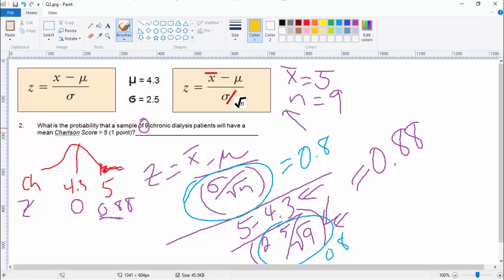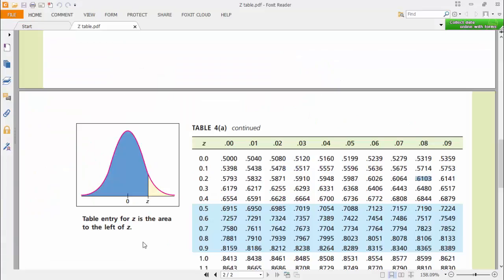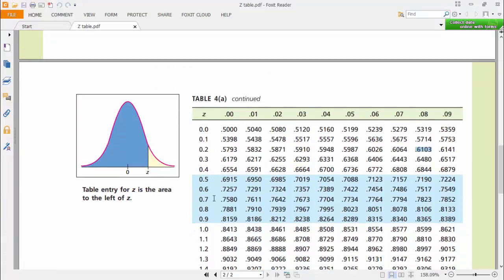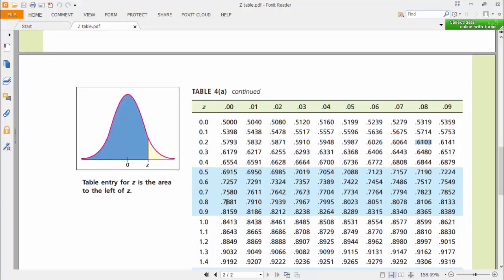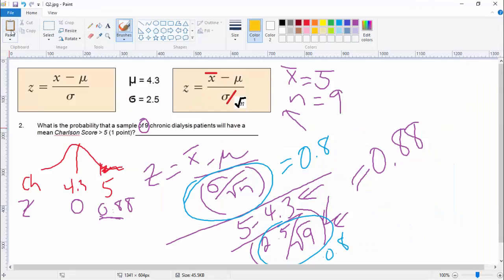So let's find 0.88. Where's that going to be? Here's 8. 0.88. So we get, what is this? 0.8106. Where do we go here? So that's going to be an orange probability equals 0.8106. So what do we do now?